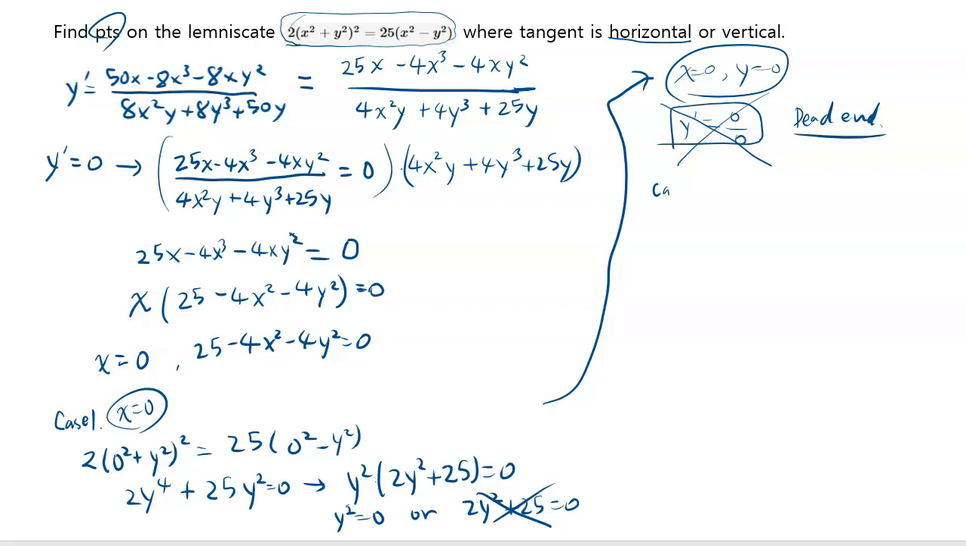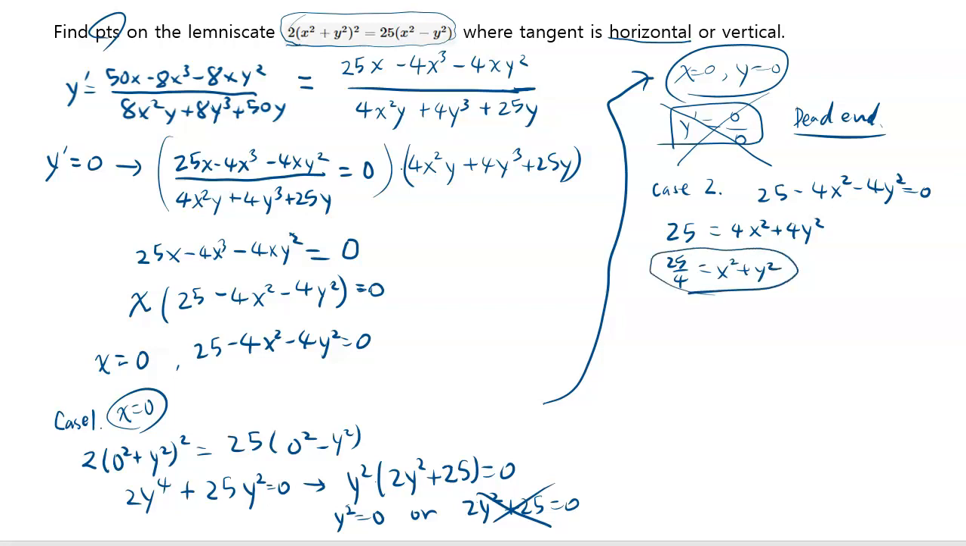Now let's try to track down the second case, second lead, which is that 25 minus 4x squared minus 4y squared equal to 0. Now, this is a pretty complicated equation, but if you look at the original, you see that it also has x squared plus y squared. So if you move everything to the other side, you get 25 equals 4x squared plus 4y squared. And therefore, if you divide by 4, you get 25 over 4 equals x squared plus y squared. And that's perfect because you're trying to solve a system of equations where this is one equation and that's another equation. And this equation says that x squared plus y squared has to be 25 over 4. So you can replace this x squared plus y squared with 25 over 4.